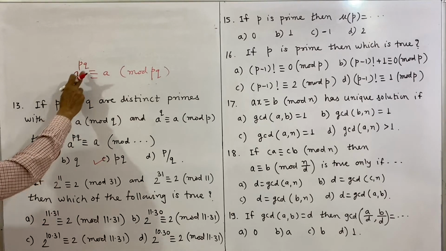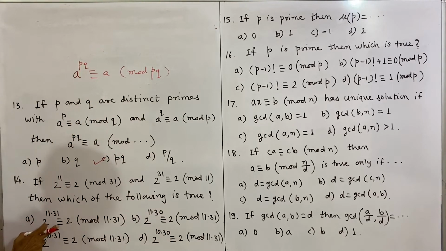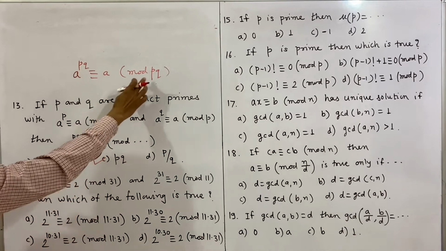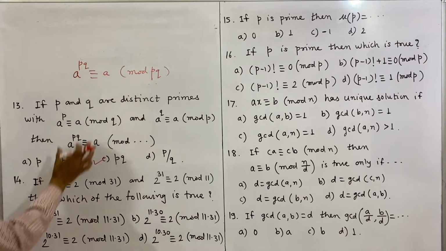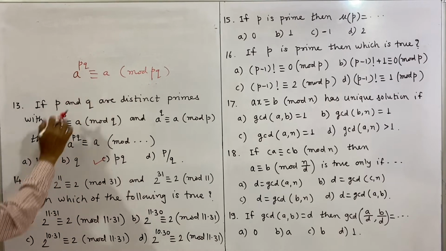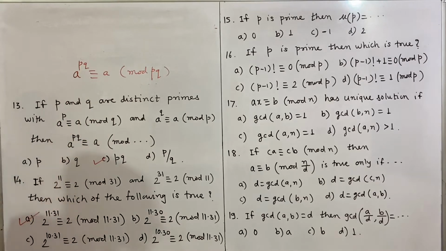a^(pq), that is a^(11 into 31), is congruent to a, that is 2, modulo pq, 11 into 31. Other congruences are given, but the first is exactly similar to this result, and therefore this is the correct alternative.